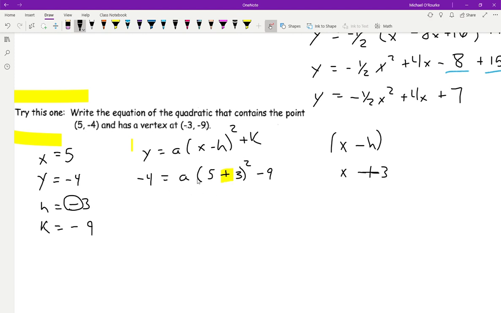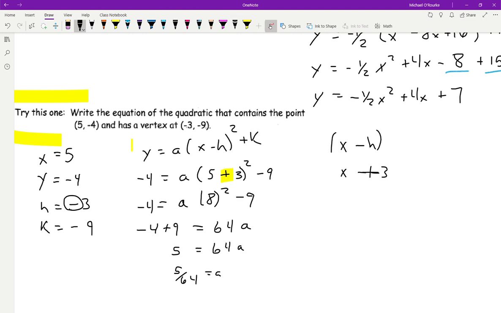It's the same as yesterday with the x minus r and x minus s. So if we continue through here, that's 8 squared minus 9, and we move the 9 over, plus 9 equals 64a, which equals 5. So it's going to equal 5 over 64 equals a.